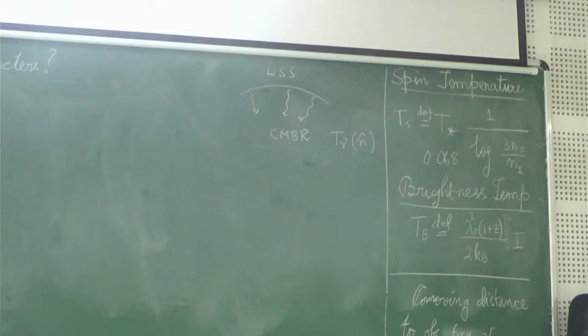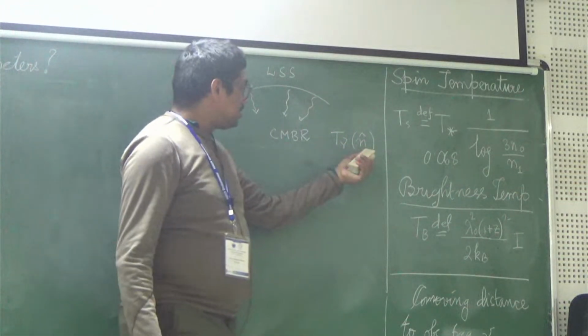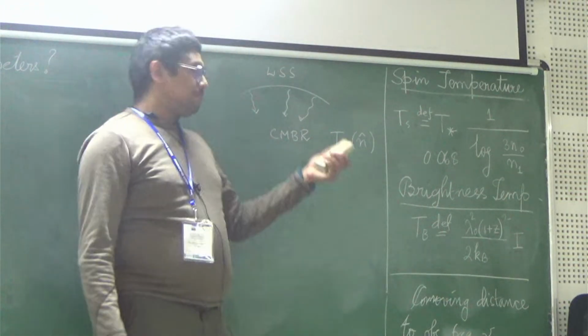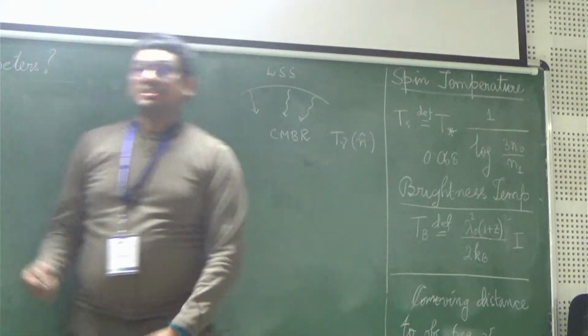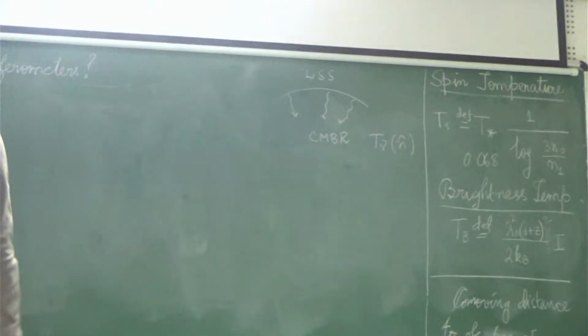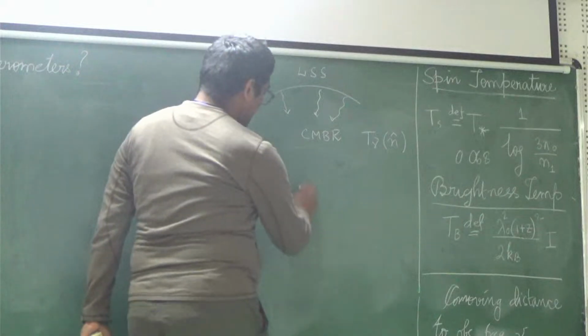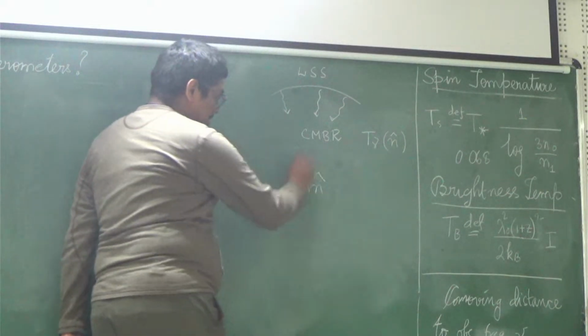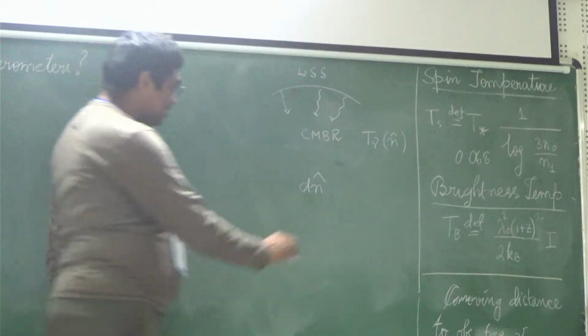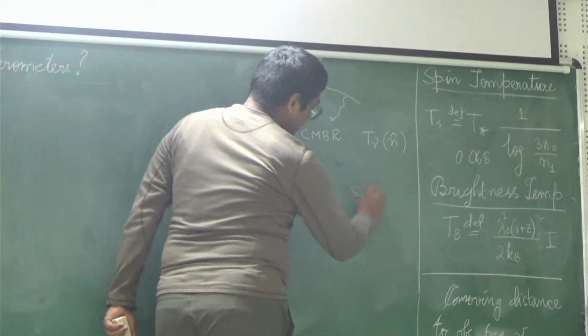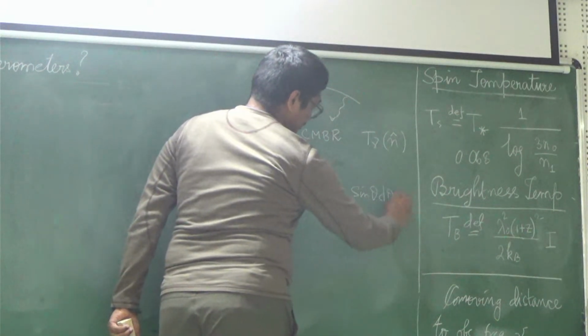How many numbers do I need to define a unit vector in 3 dimensions? How many independent numbers? 3. No, 2. 3 numbers to define a vector, but because it's a unit vector, I need only 2. So you can think of these as theta and phi, like when Saurabh was writing, he was writing in terms of theta and phi. If I want to write an integral over d n cap, an infinitesimal unit vector, that can be sin theta d theta d phi.